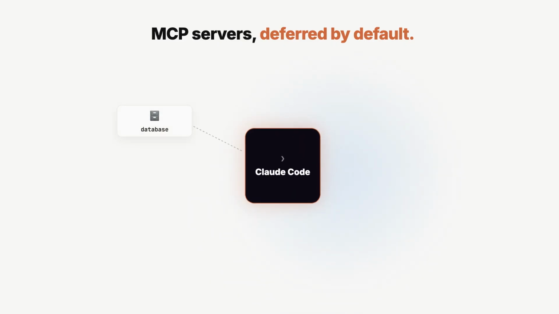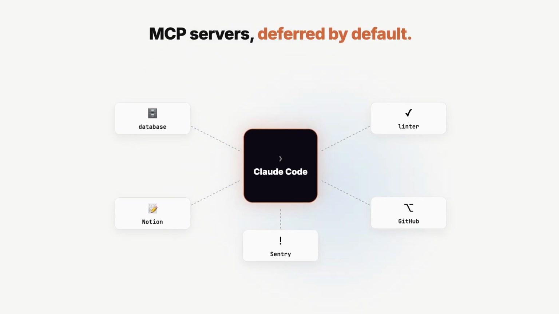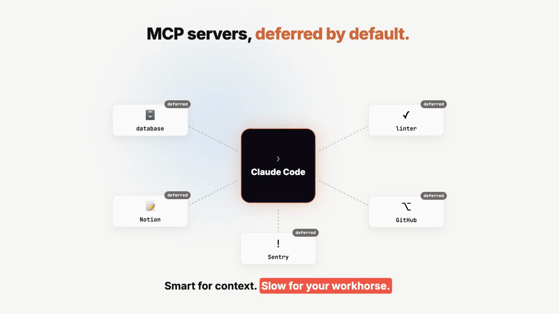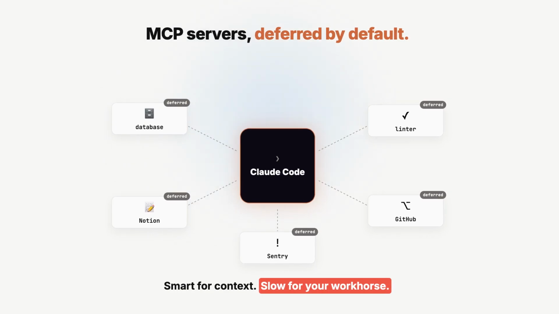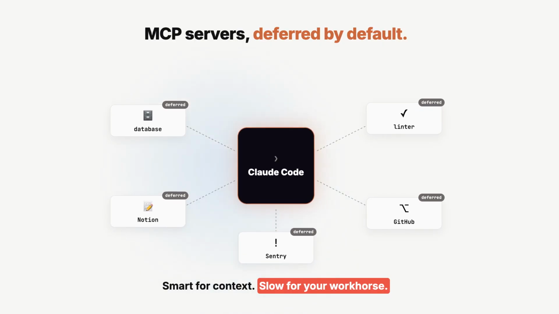MCP, the Model Context Protocol, is how Claude Code talks to your external tools. Your database, your linter, your Notion, whatever you wired up. Here's the part most people miss. In newer Claude Code, when you have a lot of MCP servers, the model doesn't load all those tools up front. It defers them, then searches for the right tool only when it thinks it needs one. Smart for context, but that little search step adds latency on the server you actually hit every turn.